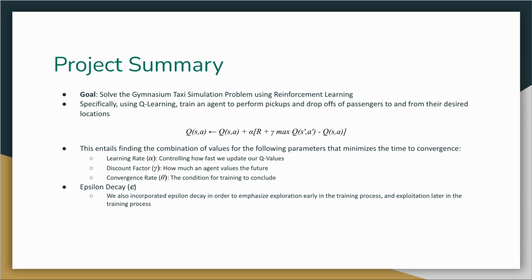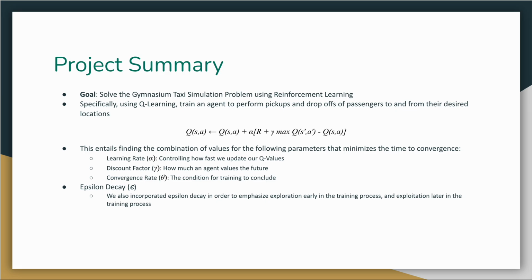Specifically, we were using Q-learning to train an agent to perform pickups and drop-offs of passengers to and from their desired locations using the Q-learning equation that we learned throughout the course of this class. This entailed finding essentially the combination of values for the following parameters that minimize the time to convergence.